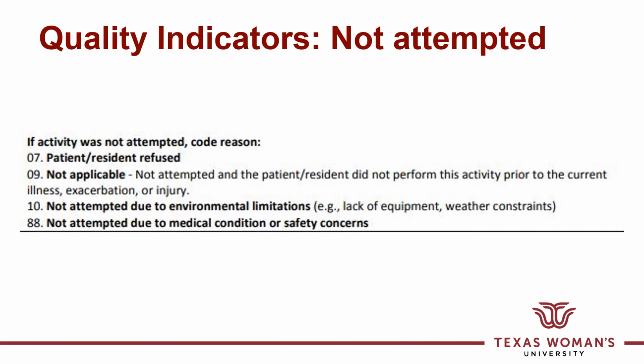The quality indicator scale offers codings, such as listed here, for reasons that an activity may not have been attempted in evaluation. And this is very important, as therapists, that we document any reason that a treatment session has not occurred or that a part of an evaluation was not attempted, and this is to protect the therapist from any potential lawsuits, and it offers clients an explanation of why certain goals are not being met.